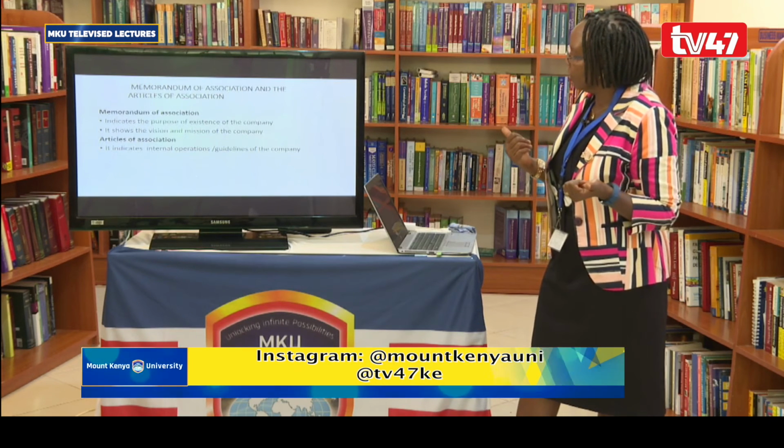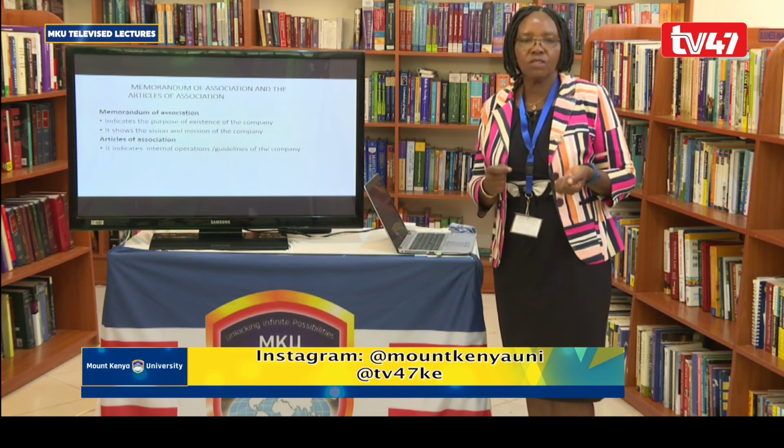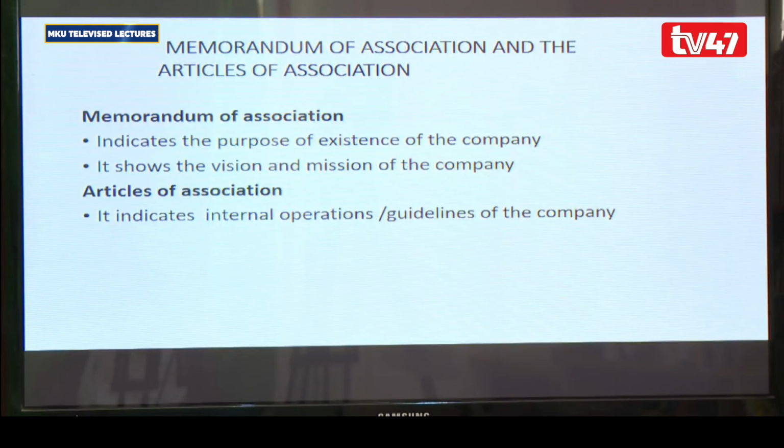The second document they must prepare is called the Articles of Association. The Articles of Association guide the internal operations of the company. For example, it will talk about when the meetings are going to be called, what the notices are, what the rules are that are going to guide elections in the company, how decisions are going to be made, what the timelines are. All those are included in any Articles of Association.